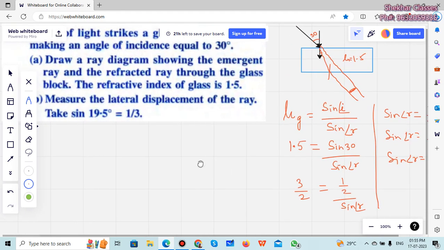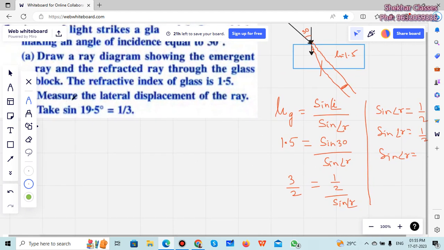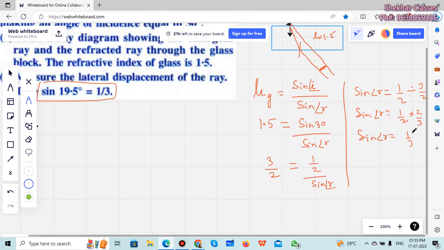So they have given, and you must be wondering why they have given you. They have given sine of what angle is 1/3? 19.5 degrees. So which means if it is 1/3, the angle must be 19.5. We can write it as sine of angle R is equal to sine of 19.5 degrees, right? So what is angle R? Angle R is 19.5 degrees. Got the point? So that's the reason they had given you.